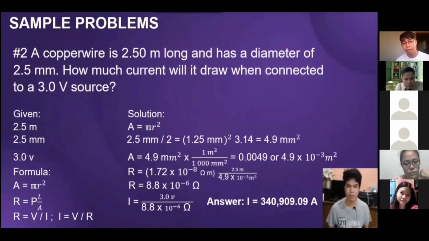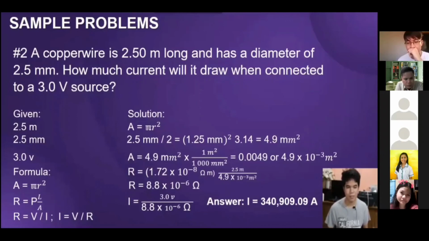So, ang formula, una muna is hahanapin natin yung area. A is equal to pi r squared. Tapos, hanapin natin yung resistance, which is yung R, is equal to rho multiplied by length over area, or rho L over A. Tapos, para makuha natin yung current, which is yung hinahanap sa problem, I is equal to V over R, which is derived from the formula R is equal to V over I.